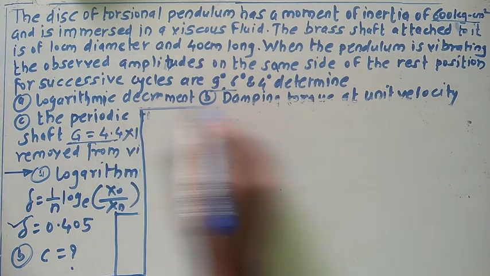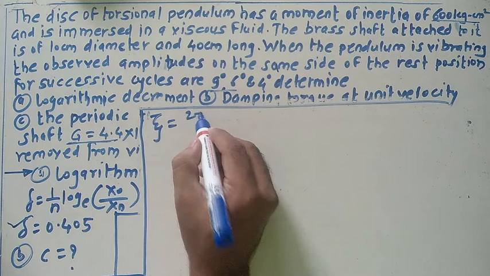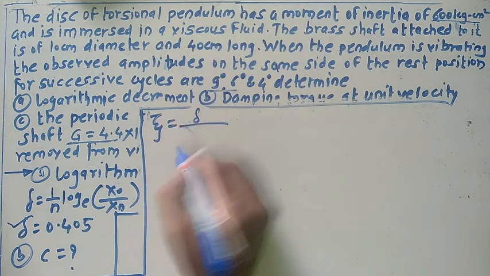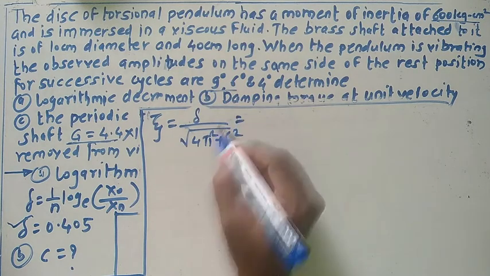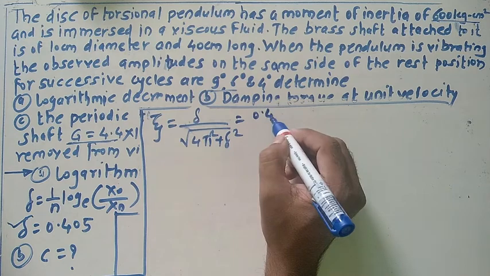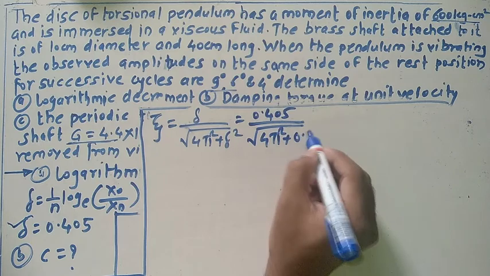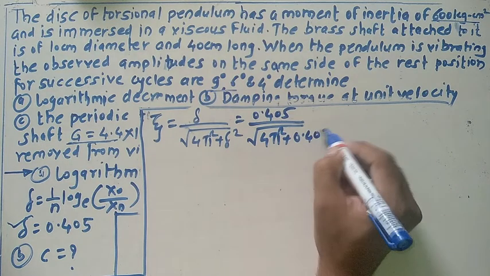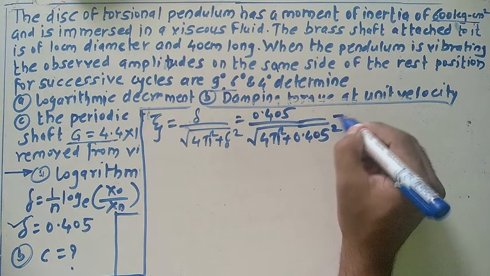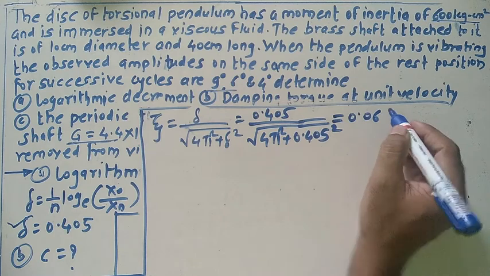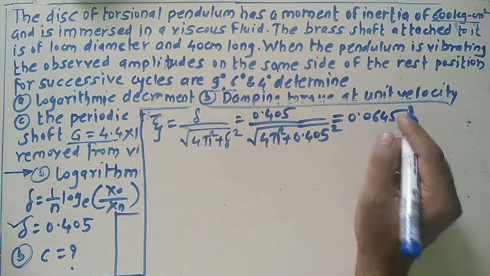So what about the relation for zeta? Zeta is nothing but delta divided by the square root of 4 pi square plus delta square. We already have the calculation for delta: 0.405 divided by the square root of 4 pi square plus 0.405 square. From this relation you can get the value for zeta as 0.0645.